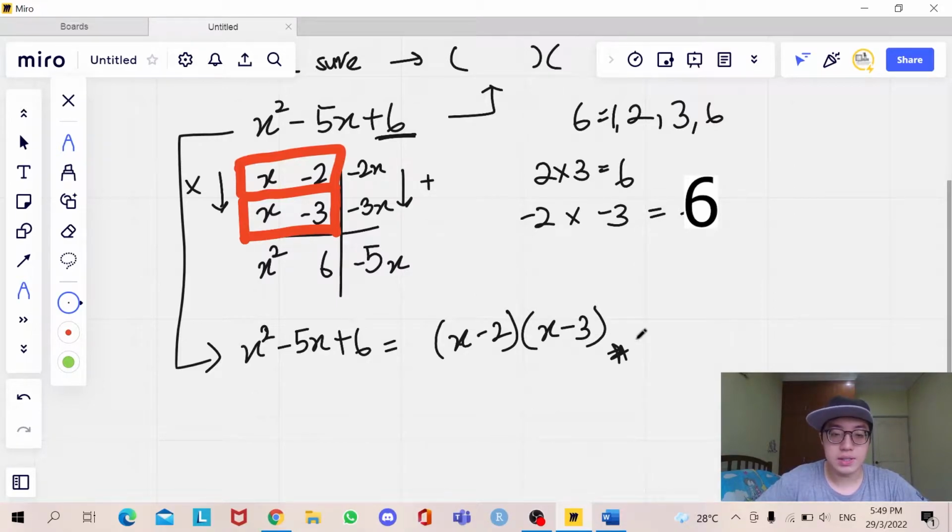And this is the answer in order to factorize x squared minus 5x plus 6 using the factorization method. So this requires a little bit of revision and practice so that you can choose the correct factors in order to complete the factorization.